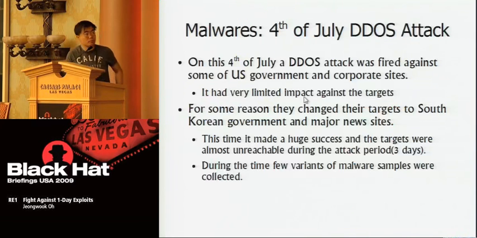So yeah, here's a more interesting one: the 4th of July DDoS attack. I believe that nobody here might have heard about this because it didn't have any impact on the US network. In 2009, on the 4th of July, somebody made a DDoS attack against the US government and some corporate sites like NASDAQ. And it had a very limited impact against the targets, just 1 or 2 websites were down, but nobody noticed because they never connect to that site.